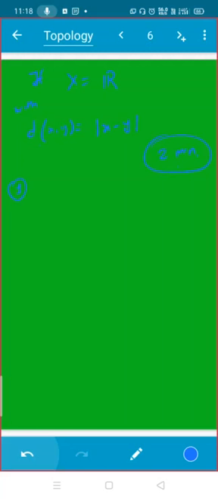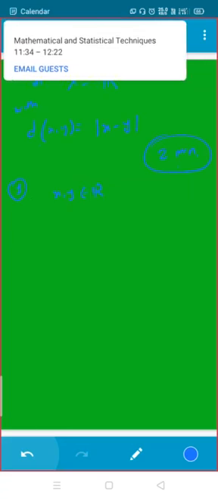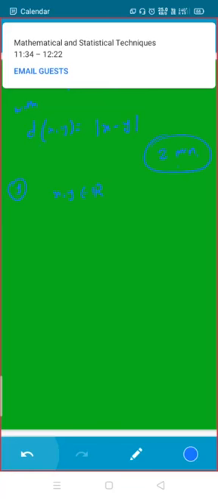Okay. Neha, tell me how can I check the first step? If I'm having x and y belonging to the real numbers, how can you tell me whether the first property is satisfied by this function?